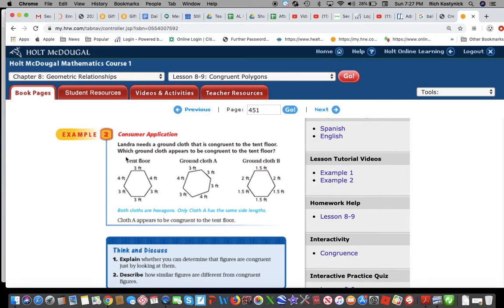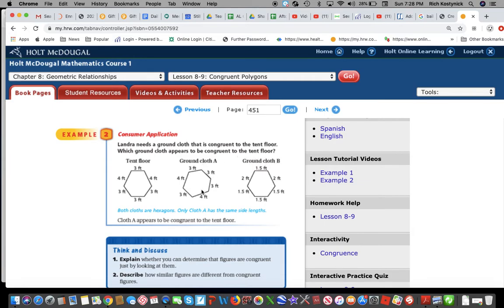Which ground cloth appears to be congruent to the tent floor? So here we have ground cloth A and ground cloth B, and we have the tent floor. Let's put some names to this. Here we have 3 feet, and we have 4 feet and 4 feet. Let's call this the entrance. So 3 feet with 4 foot and 4 foot, and then it goes 3 feet all around the back side of the tent. We need to find out which ground cloth is congruent.